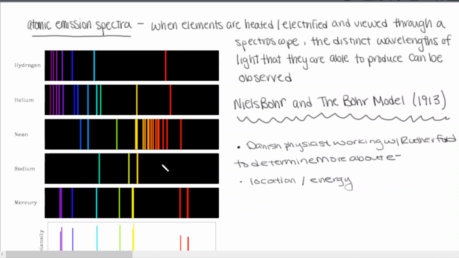So I know I didn't exactly give you a space or a definition space for atomic emission spectra. So go ahead and maybe just write it down here underneath your Bohr model notes. Okay, these are like the elements' fingerprints.